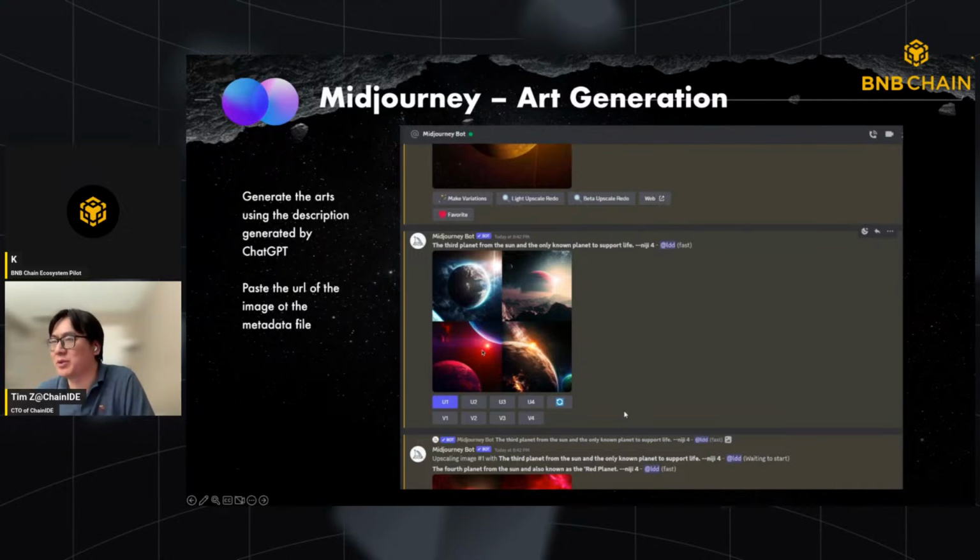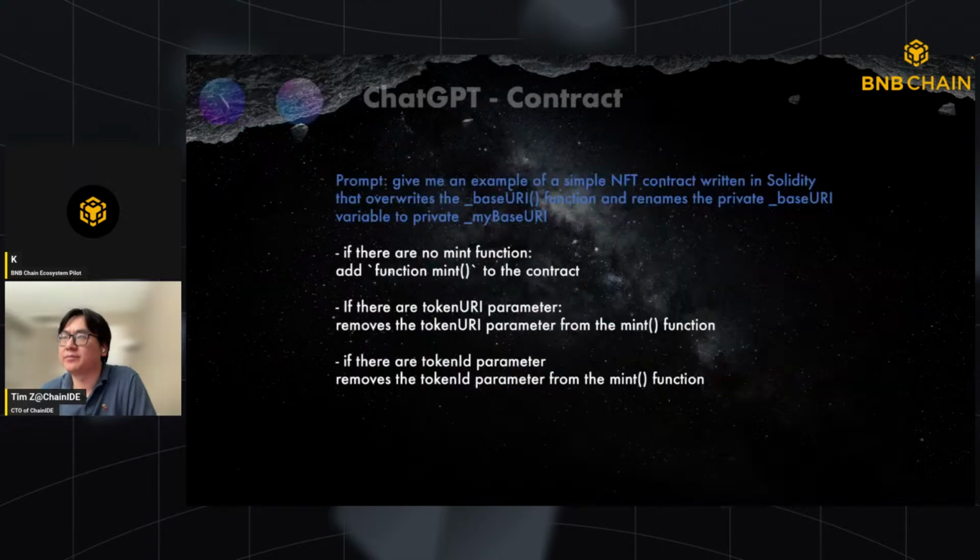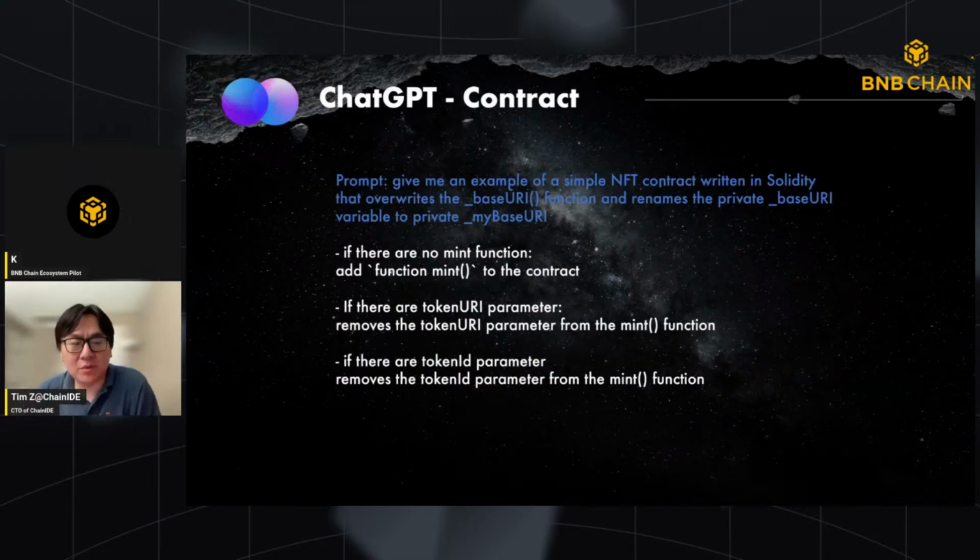Then what we did is we paste the URL of these images into the metadata file. So this is a manual step, right? Okay, so after updating the metadata.js, our backend is all good. We have a running server that is serving the JSON metadata and also the URL of the generated images. All right, so the second part will be the smart contract.